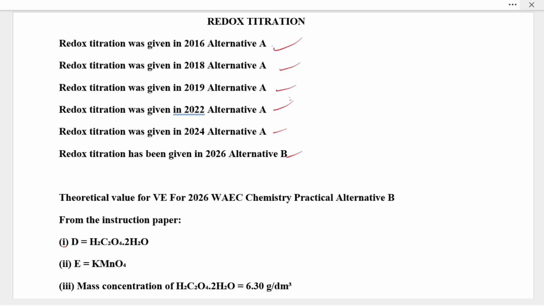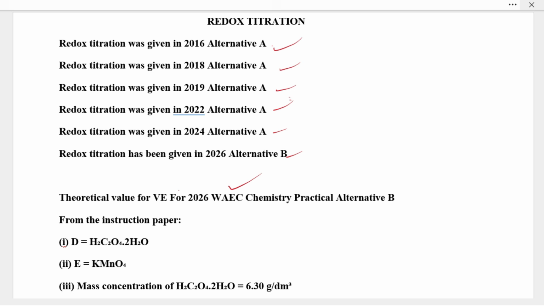All right. Theoretical value of volume of the supposed acid, as we all know, but here we don't have acid. It's not like acid and base when it comes to alternative A. This one is a redox type of titration. So we have theoretical value for VE. So I'll quickly run down what we have for this WAEC practical.